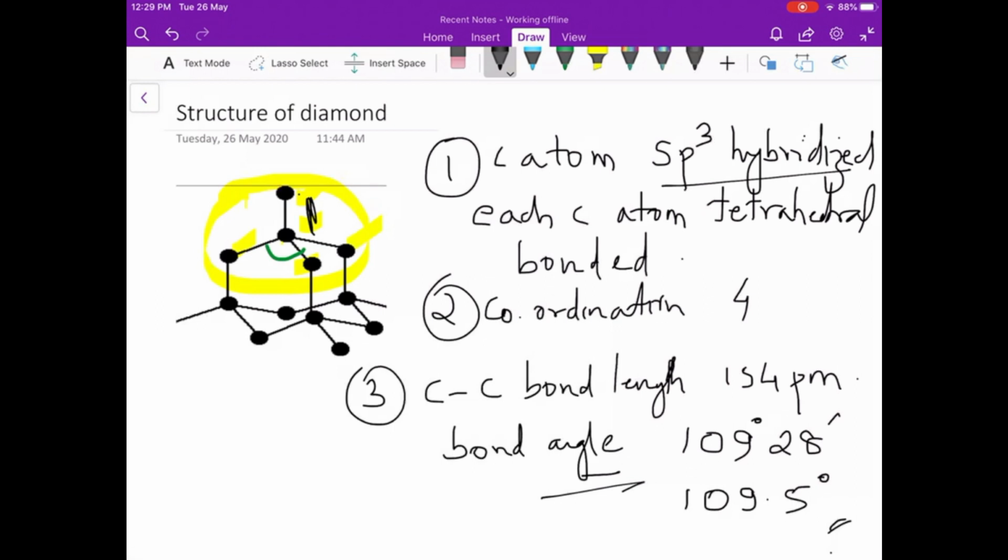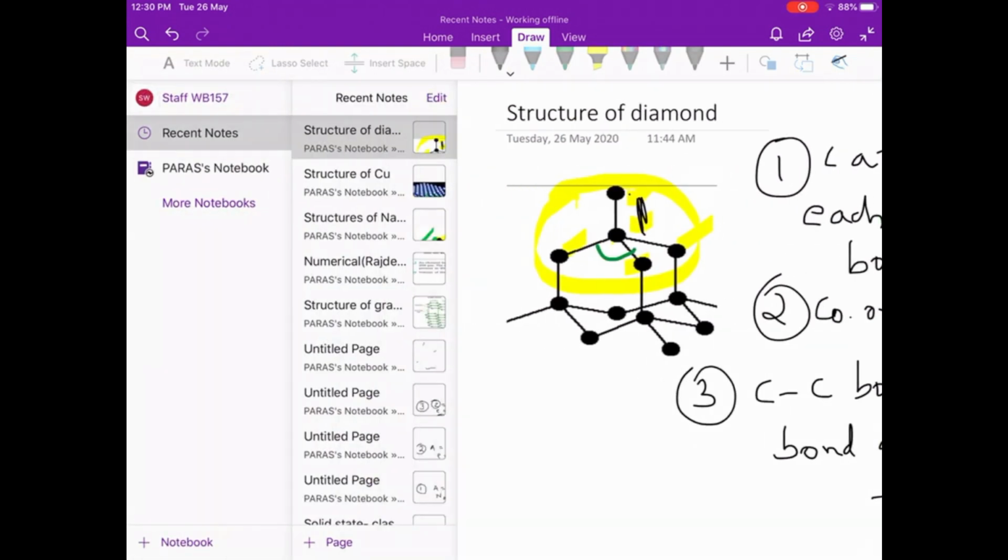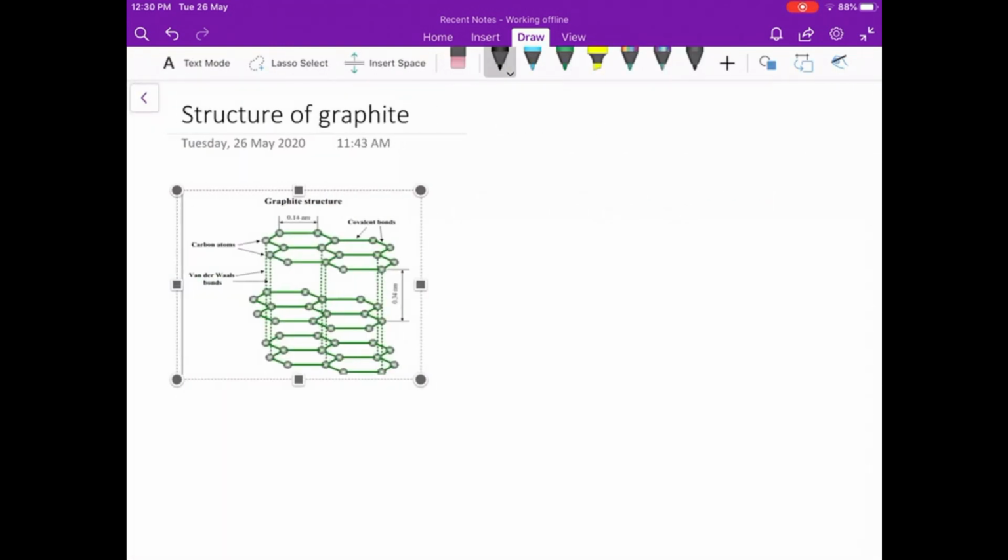So this is a normal, regular tetrahedral geometry, not a distorted one. This is the structure of diamond. Now going on to the next and last one: we discussed NaCl, then copper, and the last one that we need to discuss is graphite.